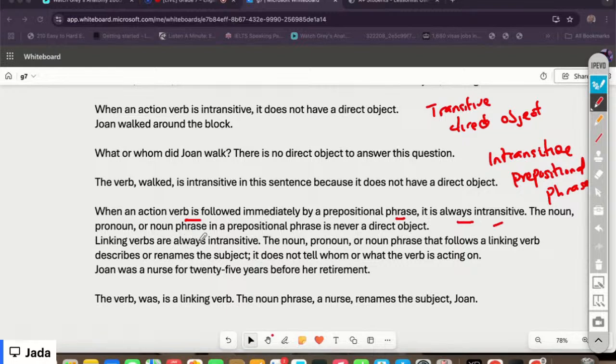So linking verbs are always intransitive. So when you have a linking verb, it is always intransitive. The noun, pronoun, or noun phrase that follows a linking verb describes or renames the subject. It does not tell whom or what the verb is acting on. For example, Joanne was a nurse for 25 years before her retirement. Now, the verb was is a linking verb. The noun phrase a nurse renames the subject Joanne. Okay, so it renames it.